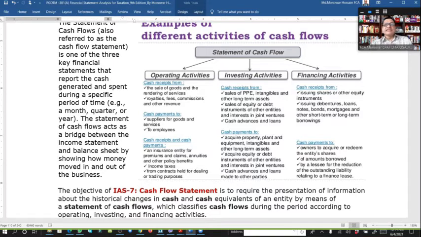And intangible and other long-term assets, we can also sell. We can sell equity or debt instruments, for example bonds, shares, etc., and interests in other entities for investing purposes, such as a joint venture. Also cash advances and loans taken from the bank for investing purposes are cash inflows in investing activities.